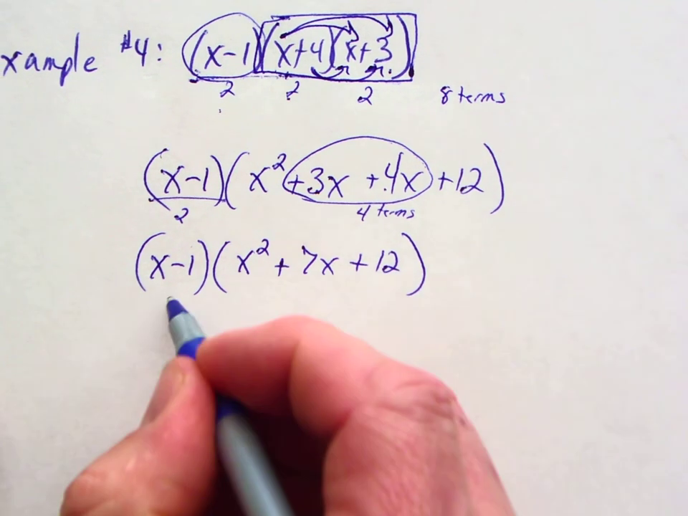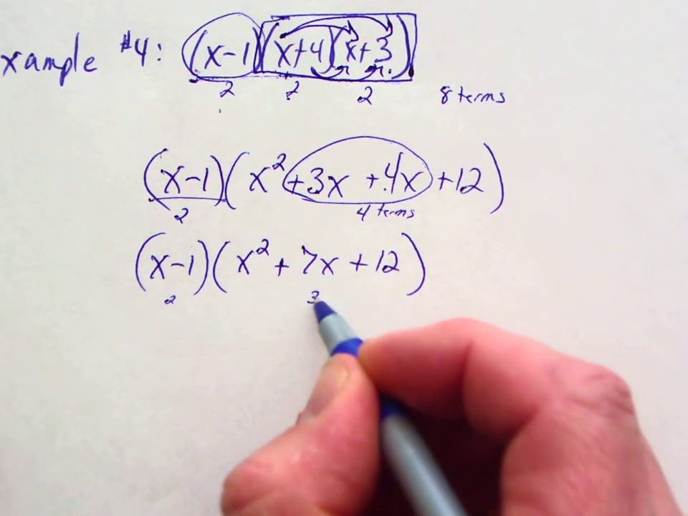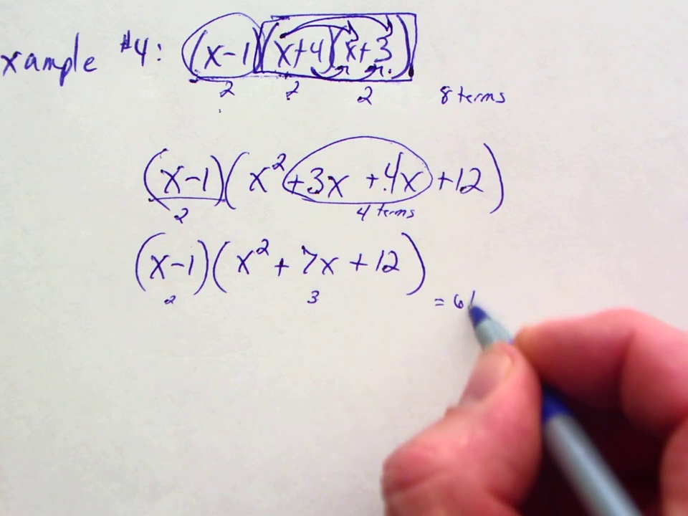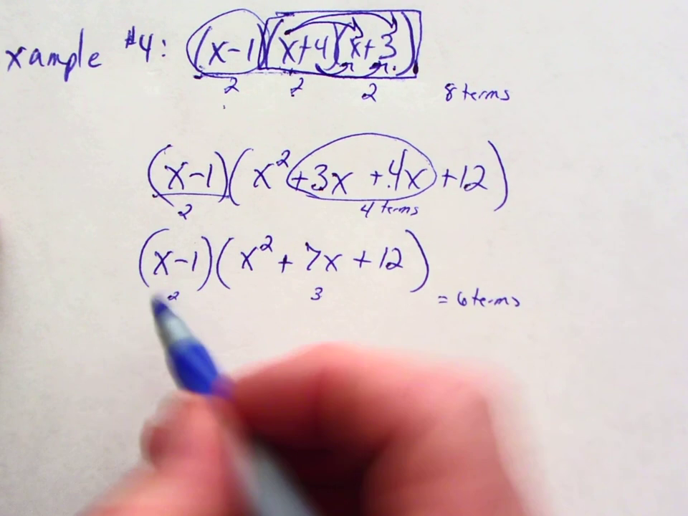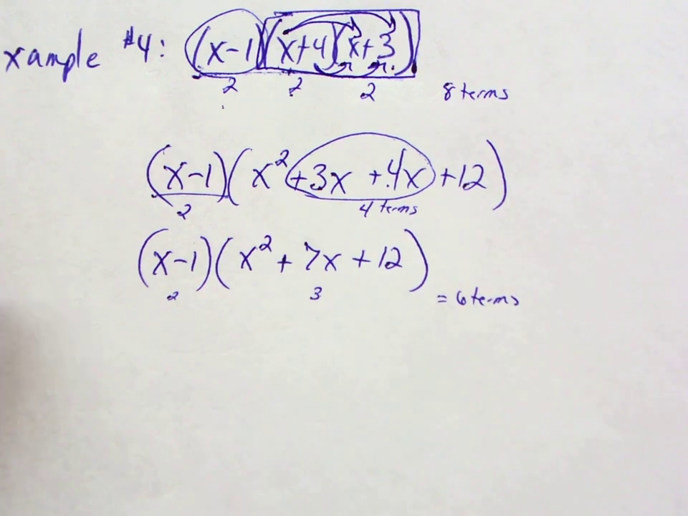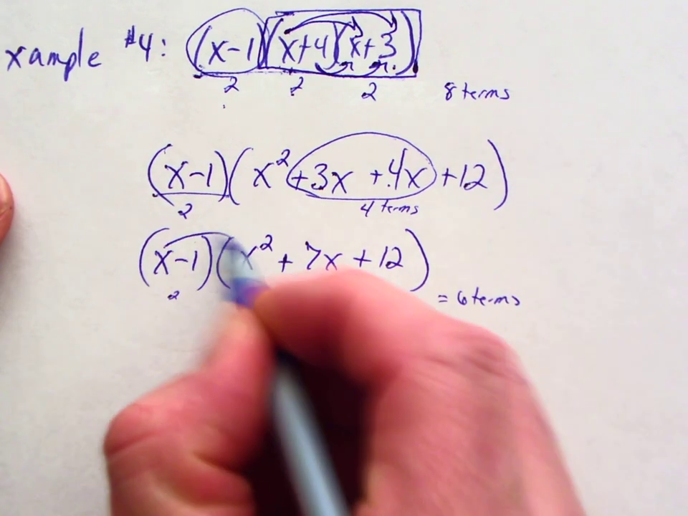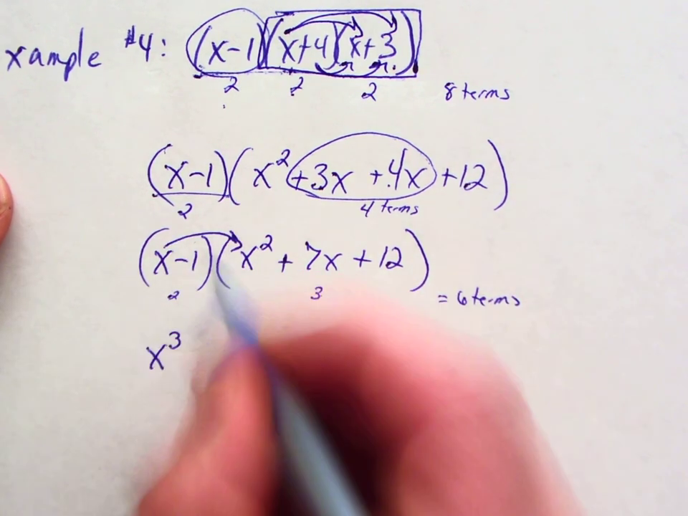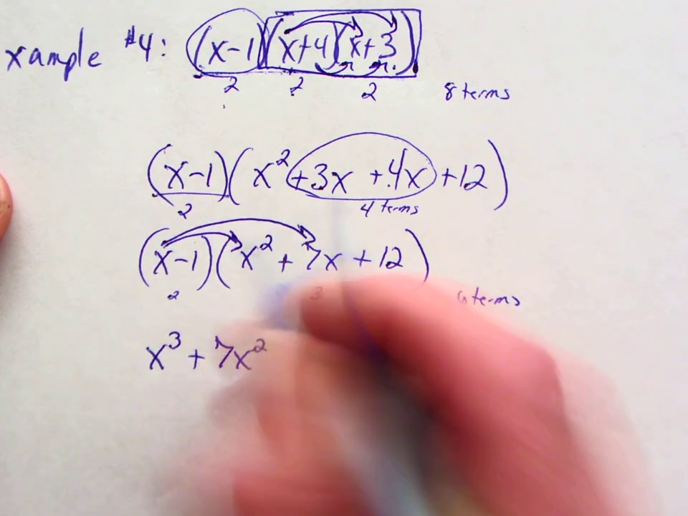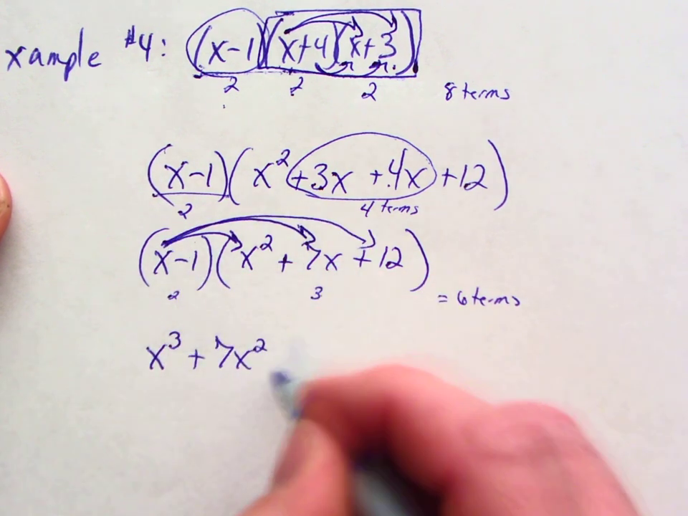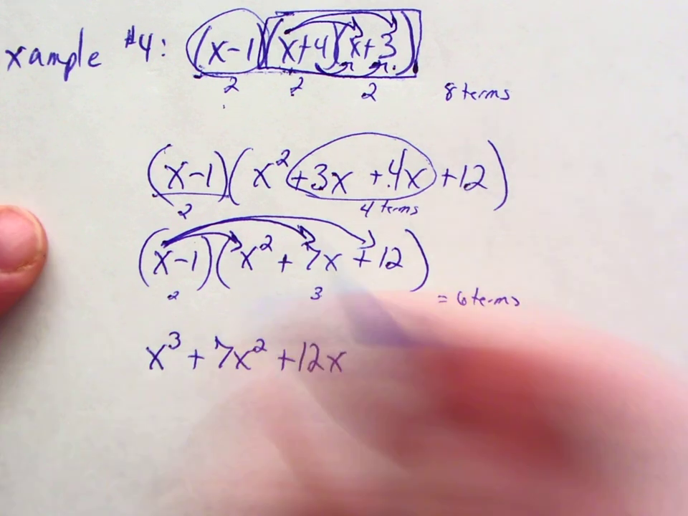All right. So now I have 2 terms and 3 terms. So when I multiply this out, I'm going to get 6 terms. All right. So I condensed my work for me already. So here we go. Now we just doing what we did before. So x times x squared is x cubed. X times 7x is plus 7x squared. Then x times 12 is 12x.